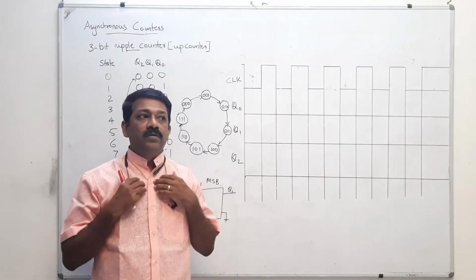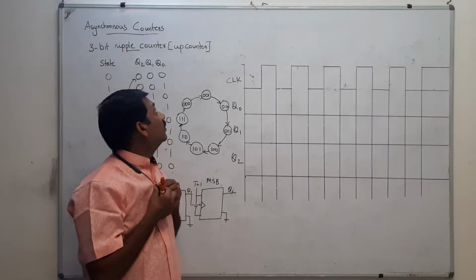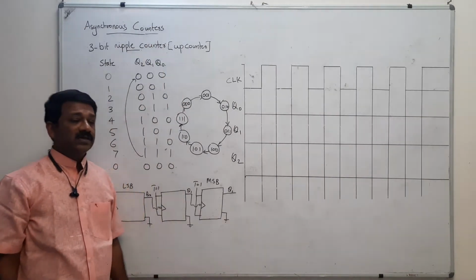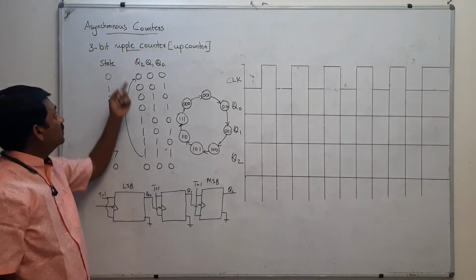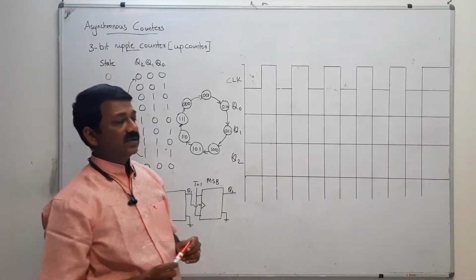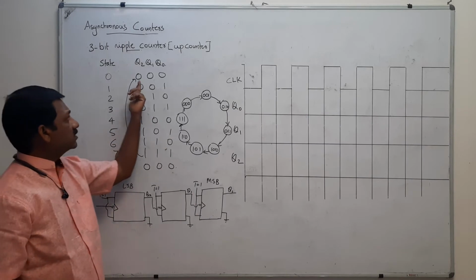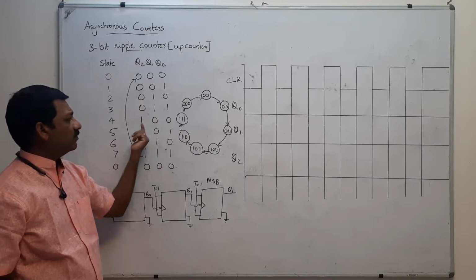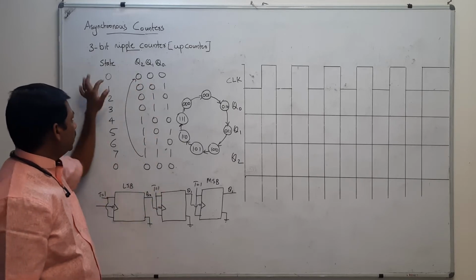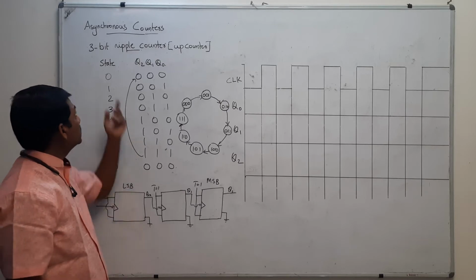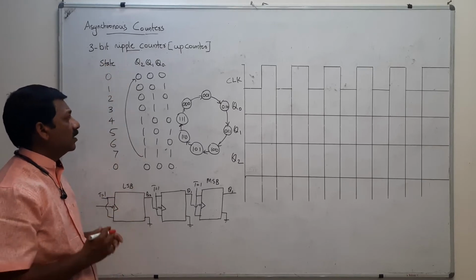Good morning. Today we are going to design an asynchronous counter, a 3-bit ripple counter. It counts like this: 000, 001, 010, 011, 100, just like our counting numbers from 0 to 7 and then back to 0. That means it is a 3-bit ripple counter.